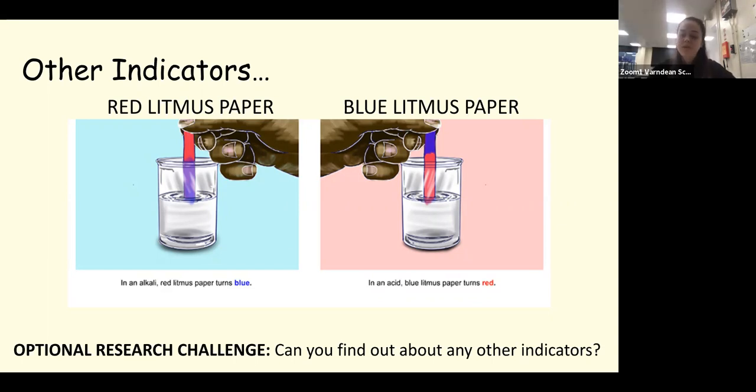It's a little optional research challenge for you to do here if you want to, and you've got time at the end. Can you find out about any other indicators that we can use? So universal indicator is one that we will most commonly use in school. You might also see litmus paper, and then you can use cabbage water at home. There's some other ones that we can use in the lab and some other that we can use at home. So see if you can find out about any of those.